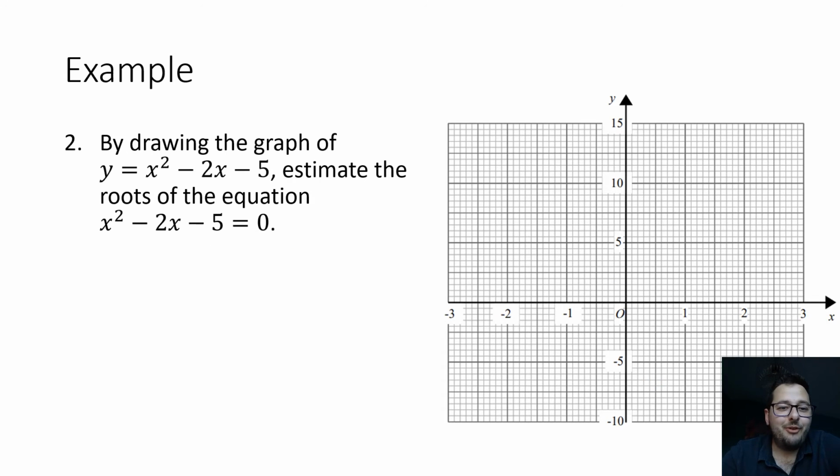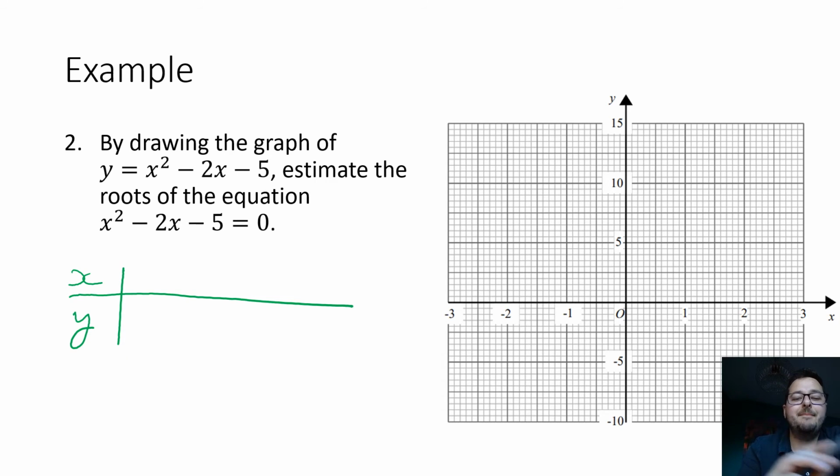By drawing the graph of y equals x squared minus 2x minus 5, estimate the roots of the equation x squared minus 2x minus 5 equals 0. Okay, so let's just draw this graph. There are other videos where we go through drawing quadratic graphs. So let's just get some x and y values and we'll see what kind of shape this graph takes.